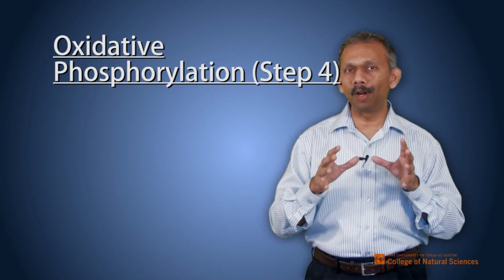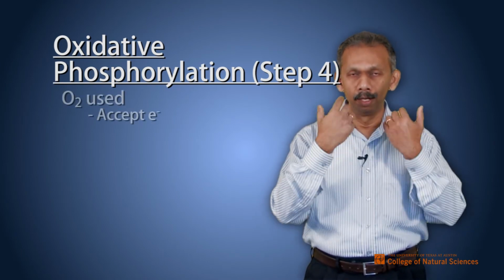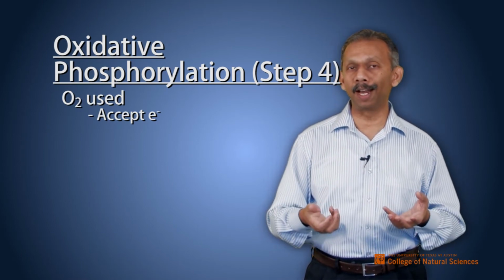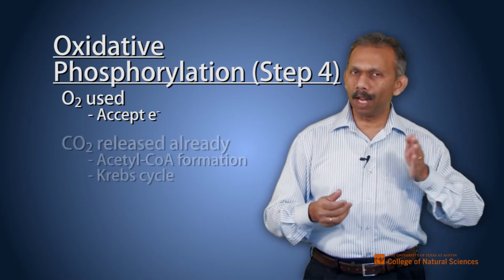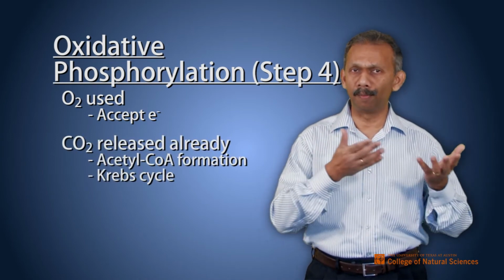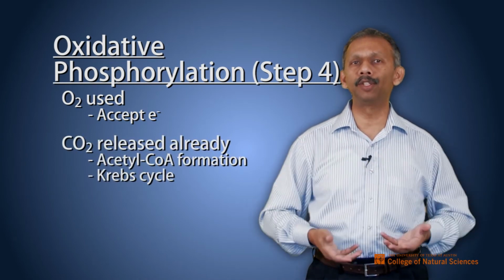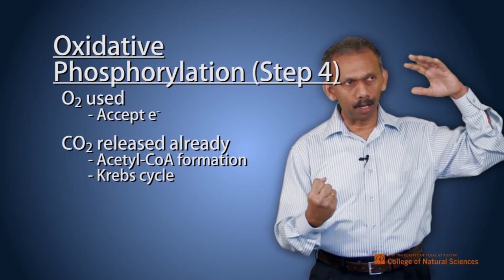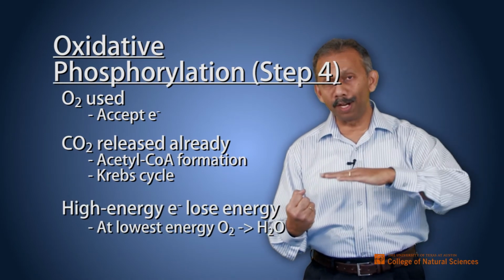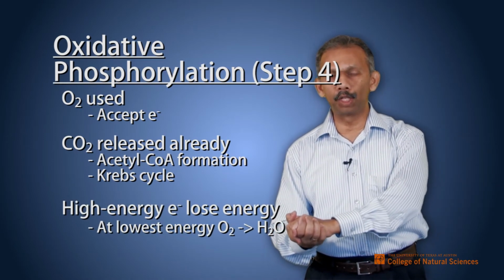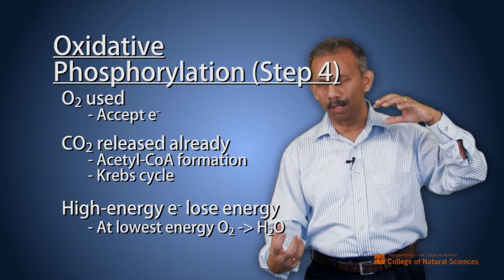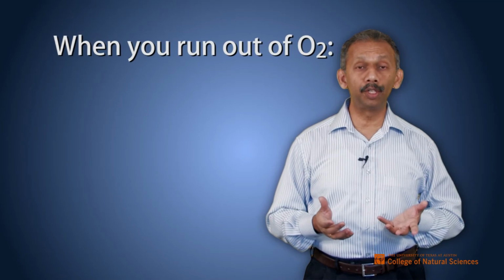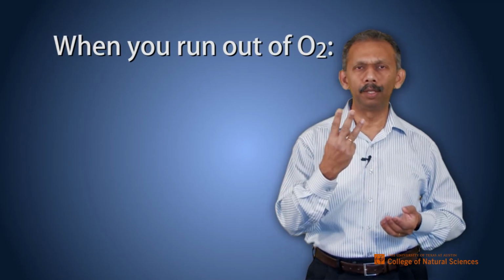So oxidative phosphorylation is a process where the oxygen that we inhale is utilized to accept the electrons at the end of this electron transport chain. But the carbon dioxide has been released already from the acetyl-CoA formation step as well as in the Krebs cycle. In this process, the electrons coming at the high energy level are dropped down in energy level, and oxygen is the one that accepts the electrons at the lowest energy level and converts into water. Okay? But when we run out of oxygen, all we have is 3 minutes to survive.